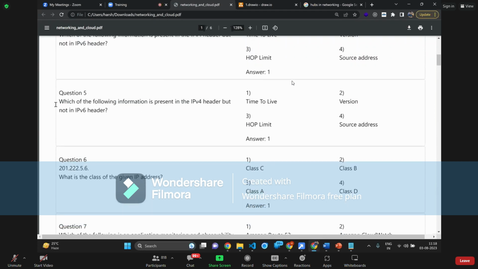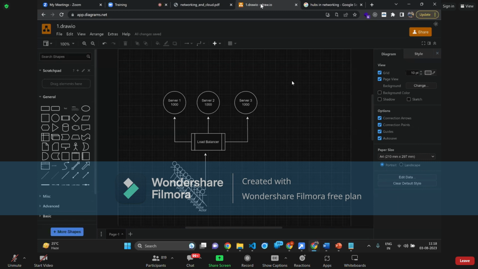Next, since we are on it, which of the following information is present in the IPv4 header but not the IPv6 header? I'll tell you one thing. In the IPv4 header, we have something called time to live. Now, what is time to live? How do I explain time to live? Wait, I will explain it.